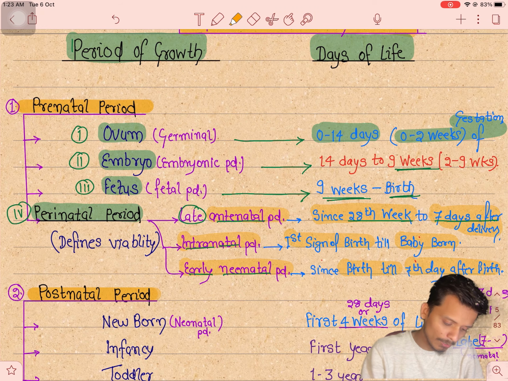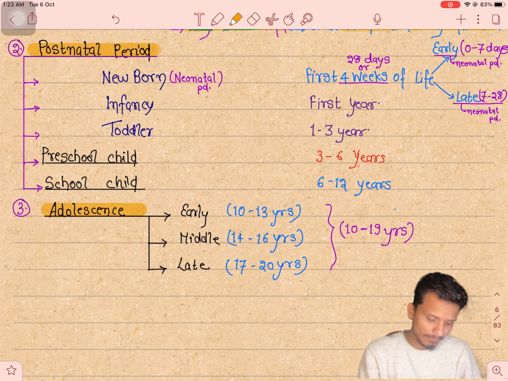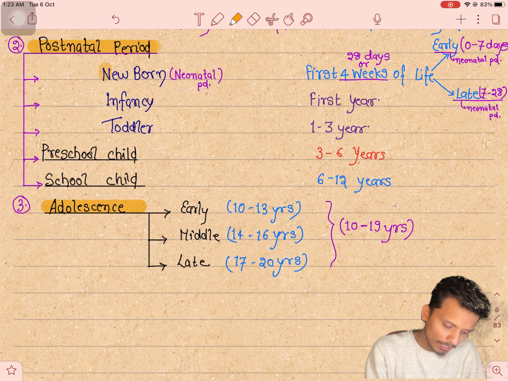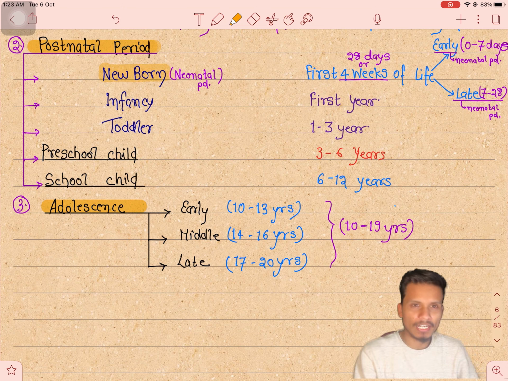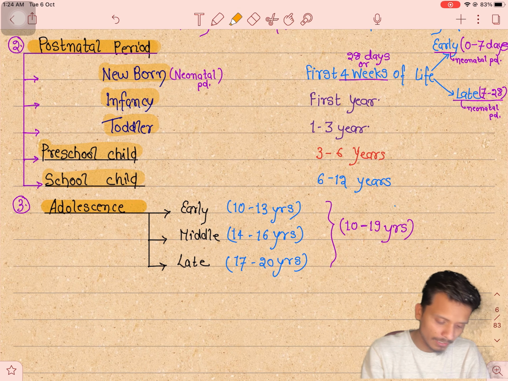Next, we are going to see the postnatal conditions. Basically, the postnatal period is divided into 5 parts. The newborn, which I already told you, is called the neonatal period. Next we can see infants or the infancy. Next, toddler's child, and next, preschool child and school child. So we classify the postnatal into 5 parts: the newborn, the infancy, toddler, preschool and school child. So let's start.